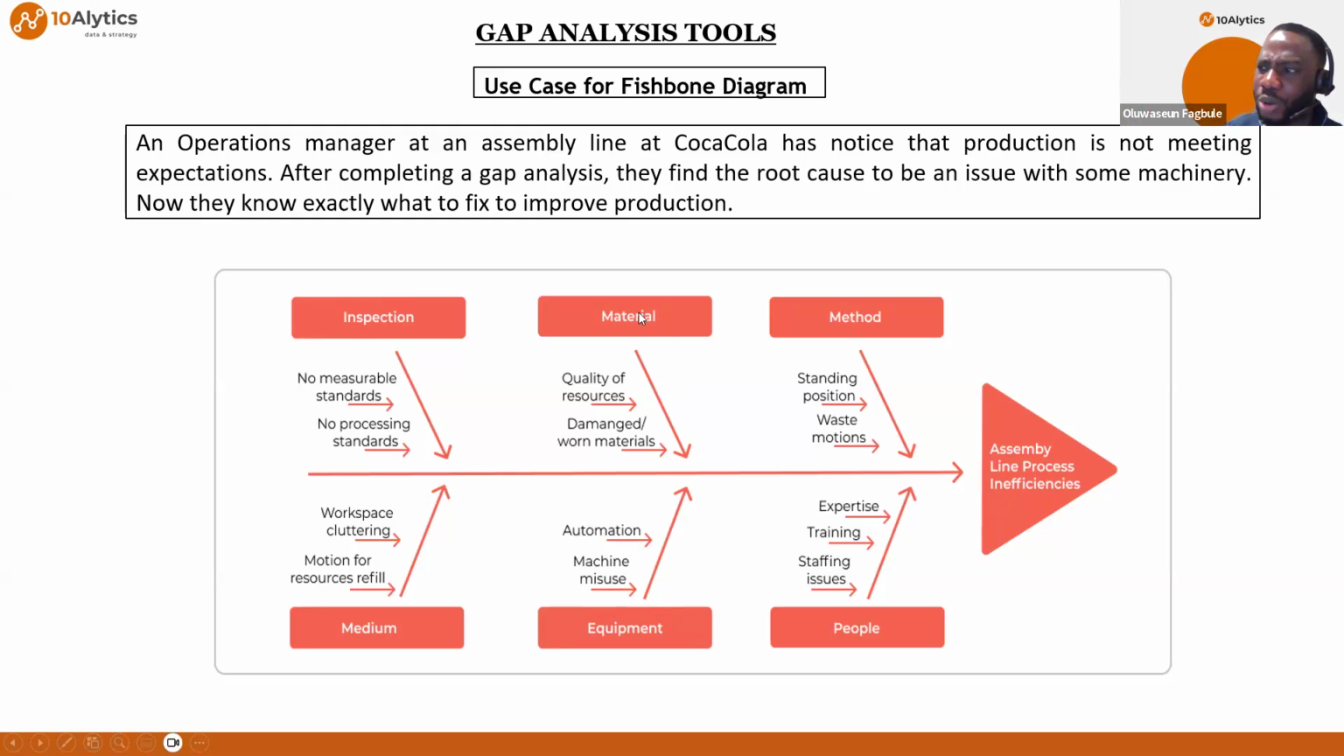Material. You go into the material category, you analyze it. What are the quality of resources or raw materials? Are they good enough, right? For example, I'll give an example here. At the point where, when I explained the assembly line earlier, the Coca-Cola liquid, the Coke liquid itself is being filled into the plastic bottle, right? Out of 10 plastic bottles that pass through that point, 3 of them explode or burst, right?